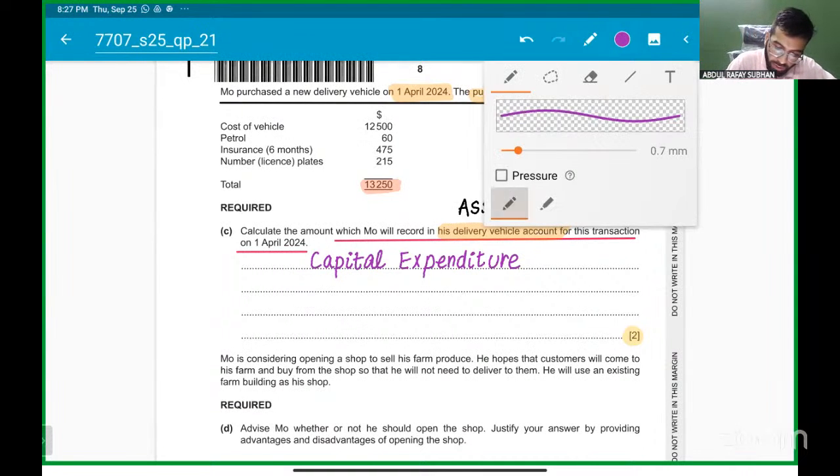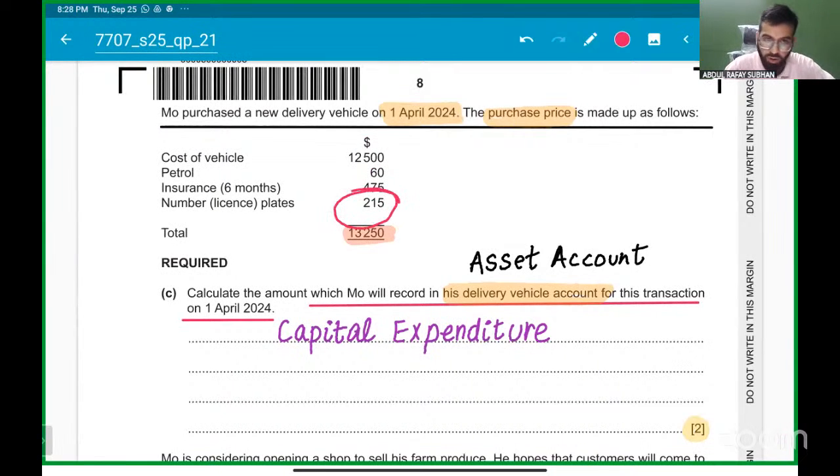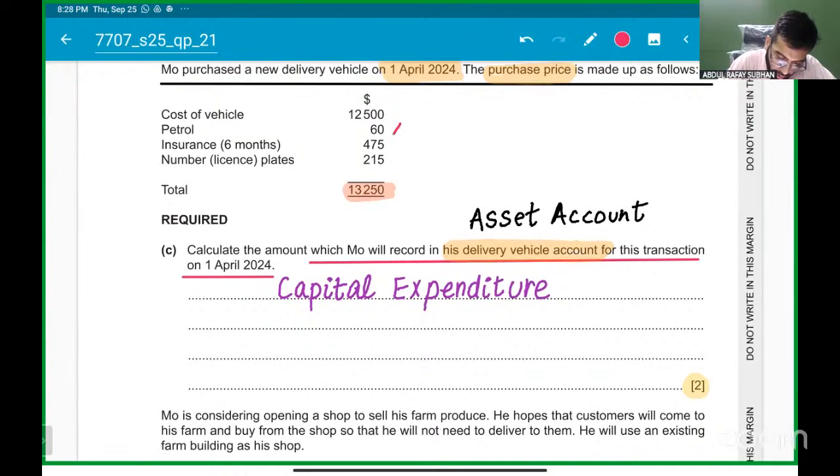So according to me, only two things come in: the cost of the vehicle, plus when you are buying a new car, you need the license plate in any country. Petrol and insurance are recurring and will have to be paid again and again. Insurance has to be paid every 6 months, and petrol every time the car needs refueling.